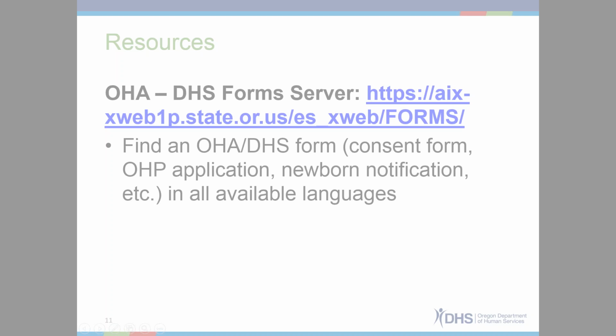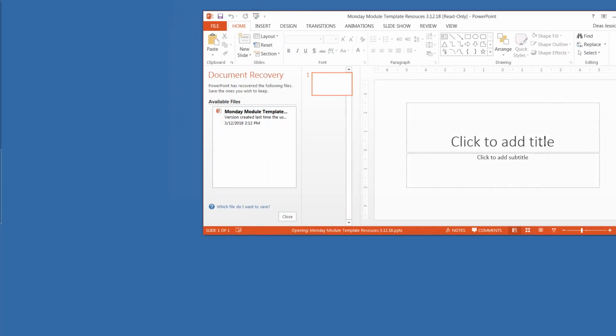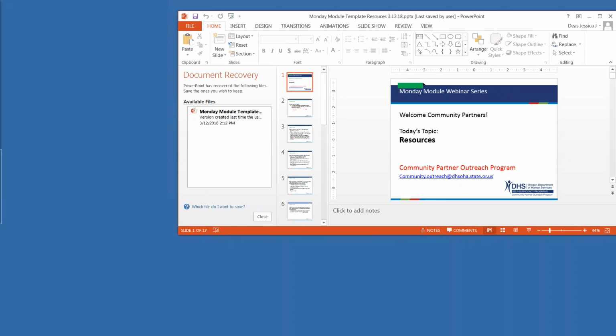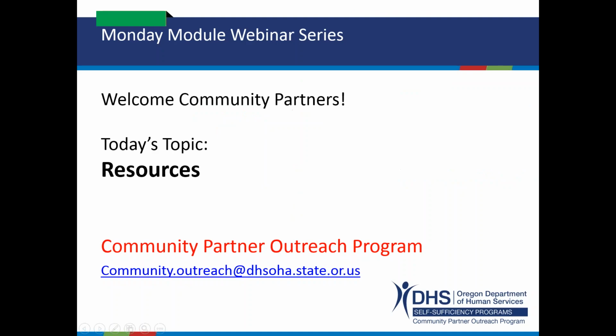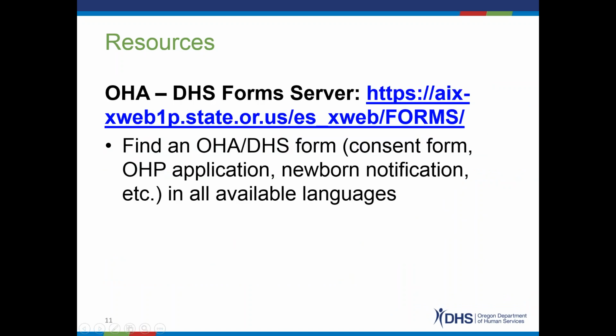Okay, so we are going to circle back on this. Do feel free to copy and paste that link on your own time. And when using that search function, if at all possible, if you know the form number, which is typically in the bottom right-hand corner of our OHA and DHS forms, use the form number, just the number itself, to do the searching when using that service.